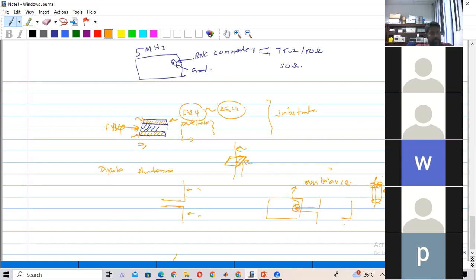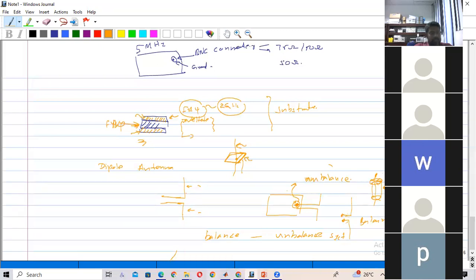But if you consider a dipole antenna, actually it is a balanced structure, because this is also a radiating element, and this is also a radiating element. So these both are a balanced structure. It doesn't have a ground. So now we have another problem. We have a balanced structure and we have to connect it to an unbalanced system. This is also one matching; we call it balanced to unbalanced matching.